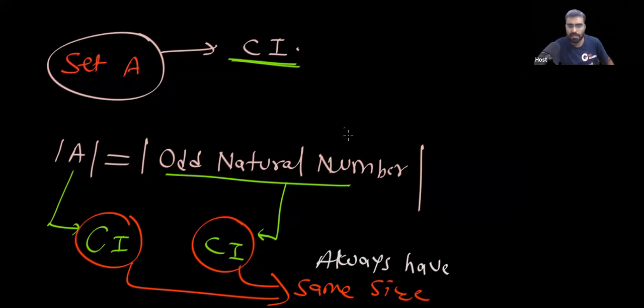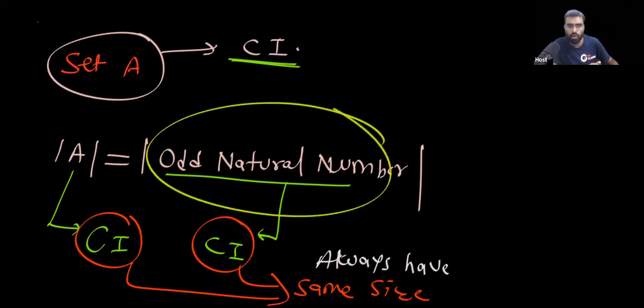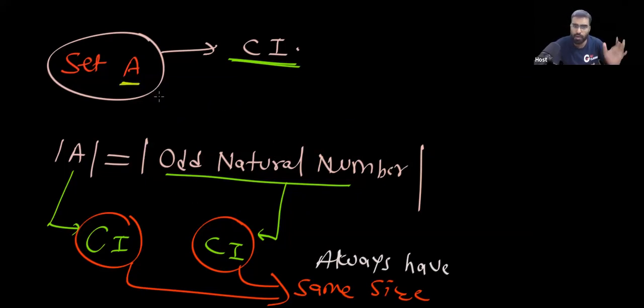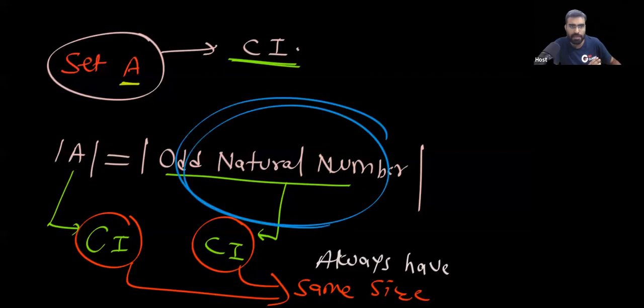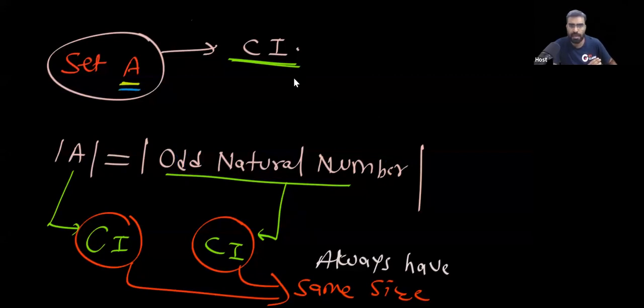Can I say that if all the odd number rooms are available, if all the odd number rooms are empty for these people, can you put them there? Just think about it. Can I put these people there? Yes. Because the size of this set is the same as the size of odd natural numbers. The size of this set is countable infinite.